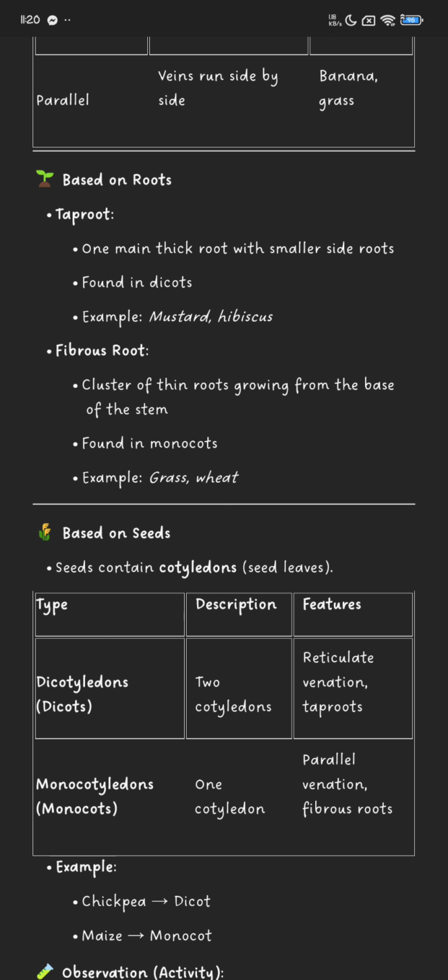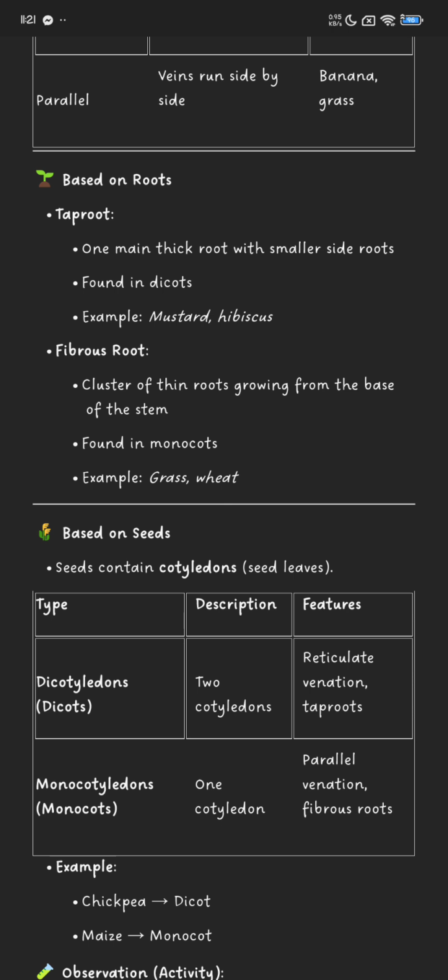In taproot, one main thick root with smaller side roots, found in dicots, for example, mustard, hibiscus, etc. Fibrous root: a cluster of thin roots growing from the base of the stem, found in monocots, for example, grass and wheat. Based on seeds: seeds contain cotyledons, meaning seed leaves.